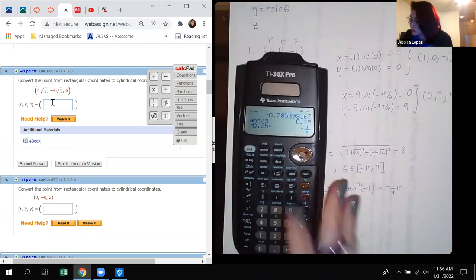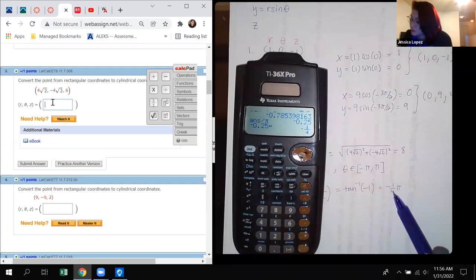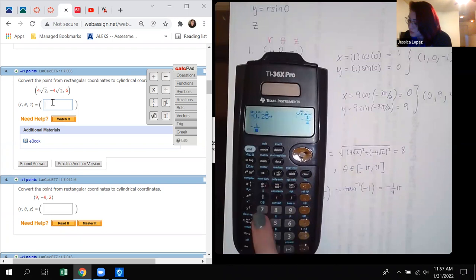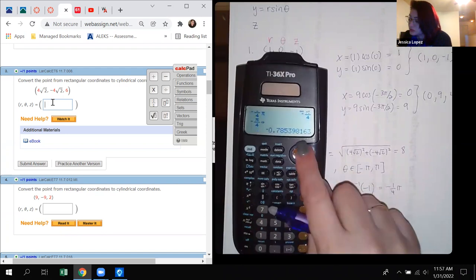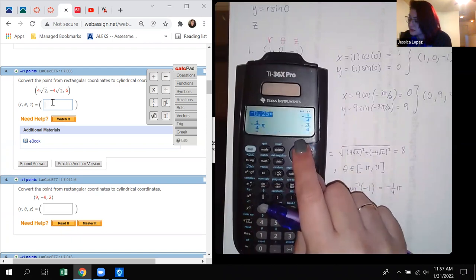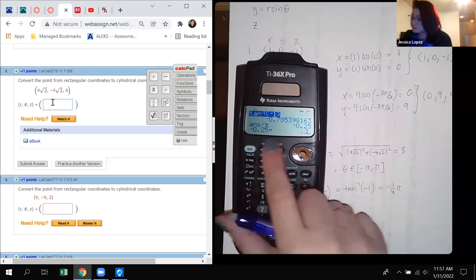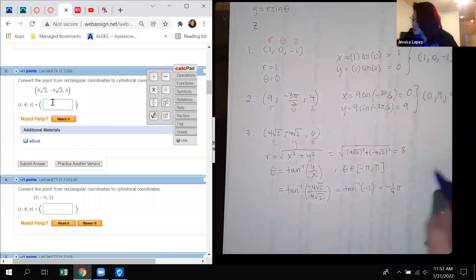Now let's just make sure. We want to make sure that negative 1/4 pi is equivalent to this number that they gave us. So negative 1/4 pi. And let me hit the double arrow and I do get that same number that we got after we took the tan inverse, okay? So this is just negative pi over 4 if you want to write it a little bit simpler, okay?